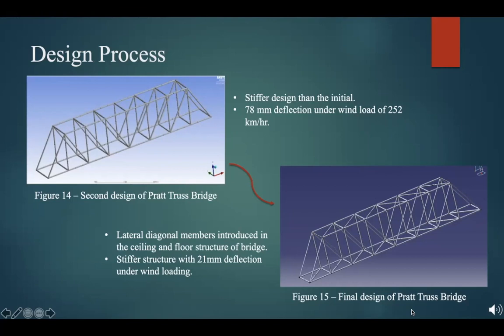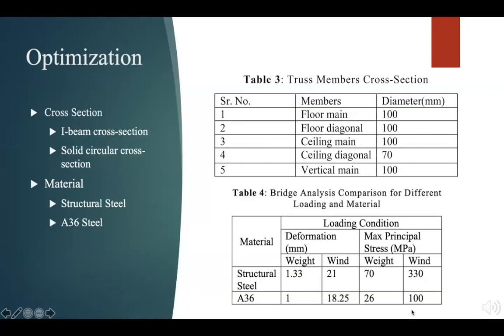It can be seen from the figures how the optimization in the bridge design was carried out. After the iterative process of optimizing the design of the bridge, the final design was selected to be a Pratt truss bridge with a solid circular cross section. In order to minimize the material usage, members were given different cross sections while providing enough stiffness against different loading conditions. It can be seen in table 3 how the changes in the cross section of different members were made.